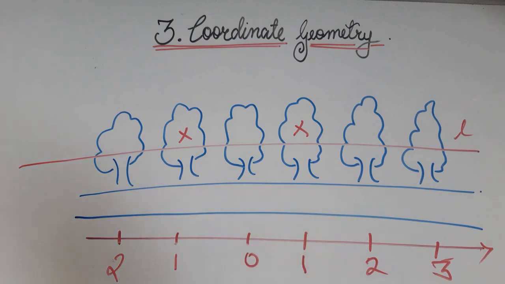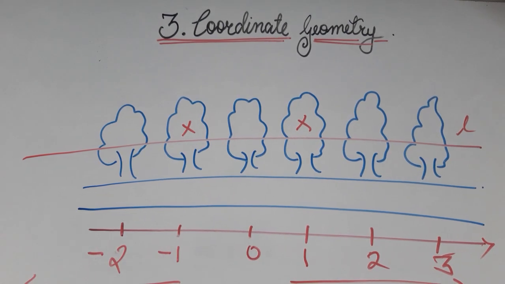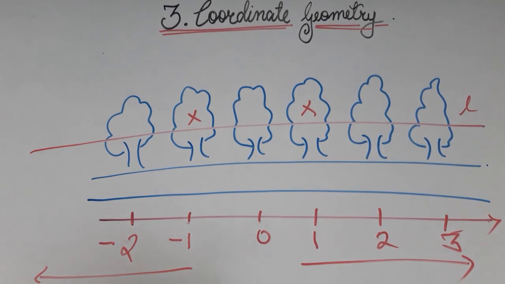To solve this problem, what we did on the number line is, to the right side of origin every number is positive, and to the left side of origin every number is negative. So this one will be -1, -2. Now each tree has a unique address. The trees to the right side are positive 1, 2, 3, and the trees to the left side of origin are negative 1, 2, and 3. So the problem of uniqueness of addresses is solved.